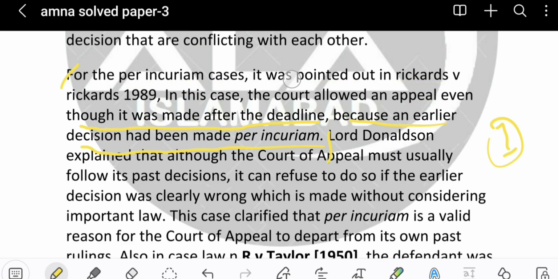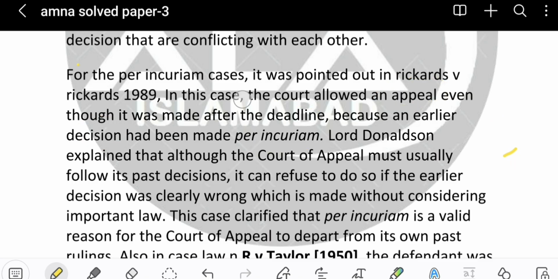You are not only going to mention per incuriam cases, you also have to mention this case law with it, because this case law is connected to per incuriam cases. Because in this case law, what had happened is that the court had allowed an appeal because the decision that was made was per incuriam.